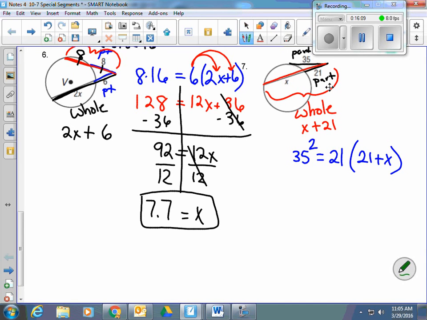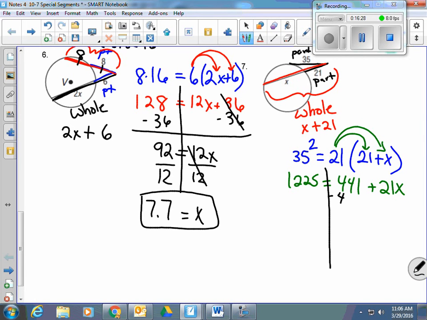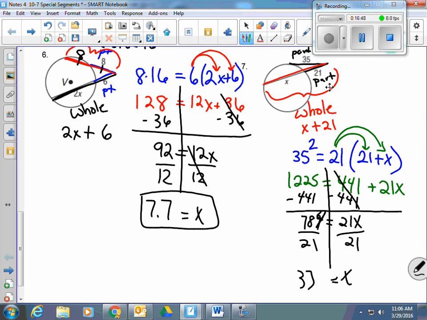Now what? Distribute. 21 times 21 is 441. 21 times x is 21x. What's 35 squared? Okay? Great. What do I do next? Good. Subtract 441. And you get what? 789, is that right? 784. Now what? Divide by 21. So x equals what? 37.3 repeating. That's a 7. Sorry.